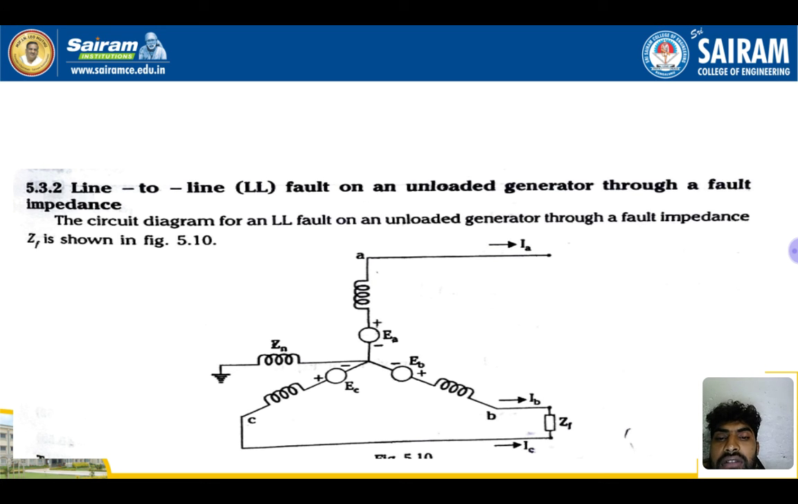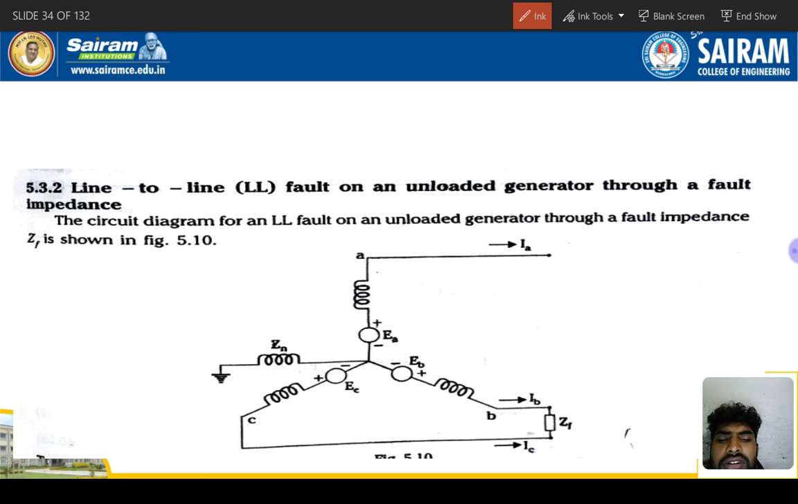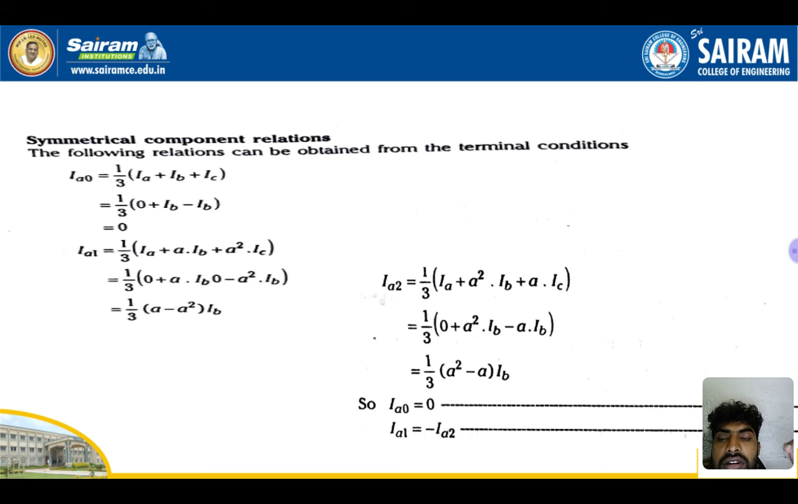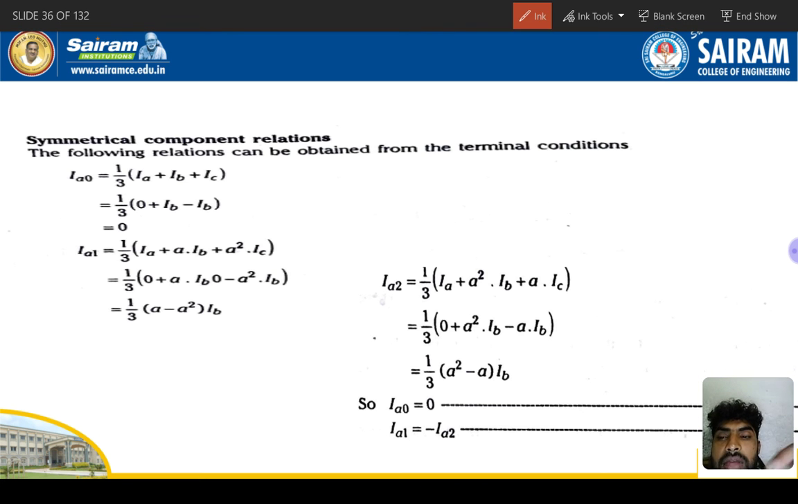And next, line to line fault on the unloaded generator through the fault impedance. Previously we discussed only the line to line fault, but here it is with impedance, keep it in your mind. We just add one ZF, the fault impedance, not feedback impedance, fault impedance. So IA is equal to 0, IB plus IC is equal to 0, and VB is equal to VC plus IB times ZF, and I0 is equal to what? Again 1 by 3 of IA plus IB plus IC. So IA is equal to 0. Finally we'll get the equation like this, and IA2 is equal to this one, right?